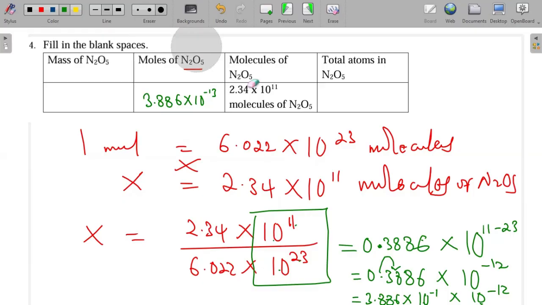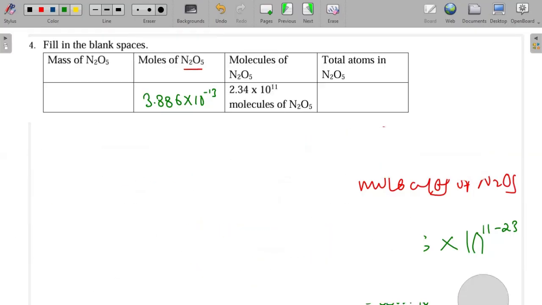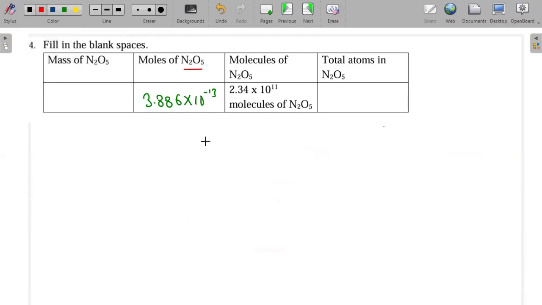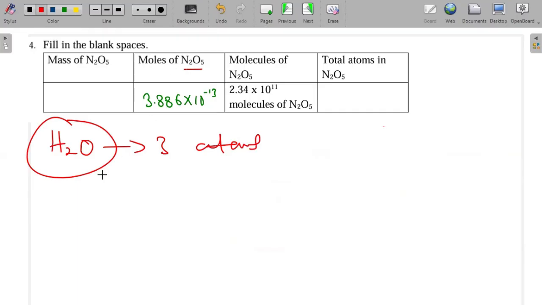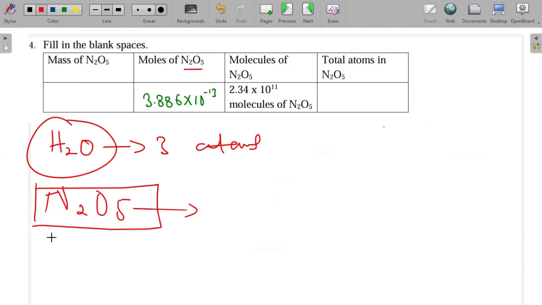Okay, what about the number of atoms? So that one will be very simple because we have the number of molecules. So remember we said if, for example, I had water like this, this is one molecule of water. So it has 3 atoms. Okay, so now here I have N2O5. So this is one molecule of this thing. How many atoms does it have? It has 2 N's, 5 oxygens. So it has 7 atoms. So this is the ratio that we're going to use. I'm going to say one molecule has 7 atoms of N2O5.